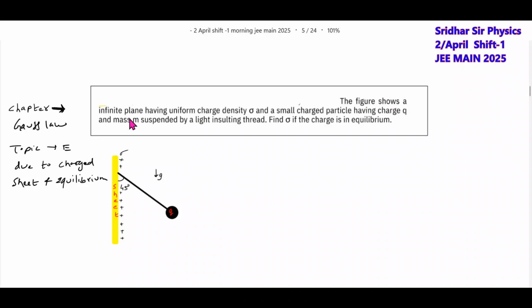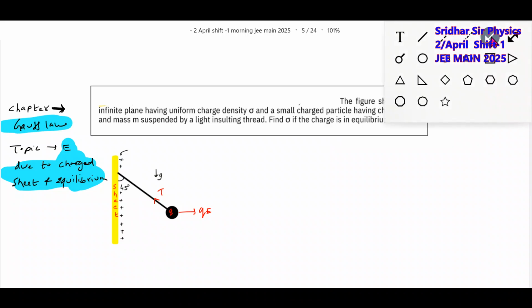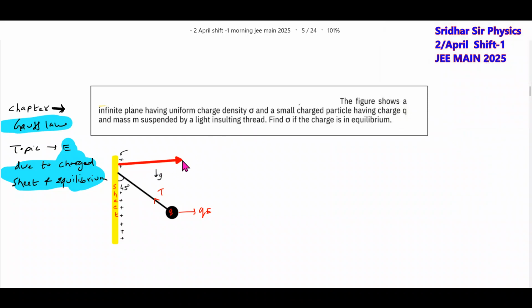The figure shows an infinite plane having uniform charge density sigma. This is a charge sheet. A small charged particle of charge q is suspended by an insulating thread. Find sigma if the charge is in equilibrium. It will make an angle of 45 degree. So here we have this angle of 45 degree. Now what is this whole chapter? Gauss law, again E due to a charge sheet and the equilibrium concept. What are the forces acting? Tension, electrostatic force. Why electrostatic force? Because of the electrostatic field produced by the sheet. What will be the direction of the electrostatic field? In this direction.